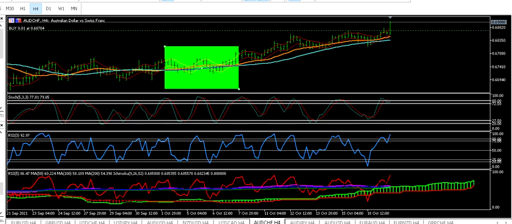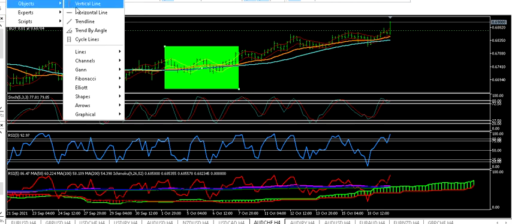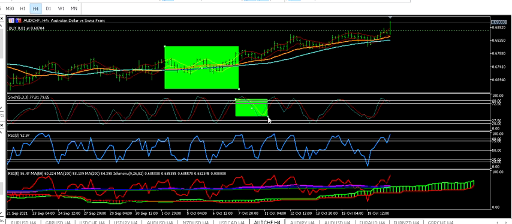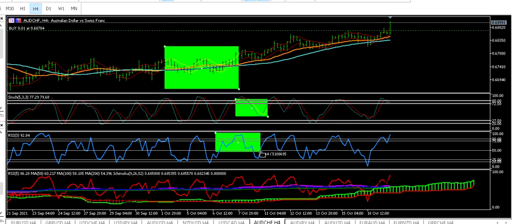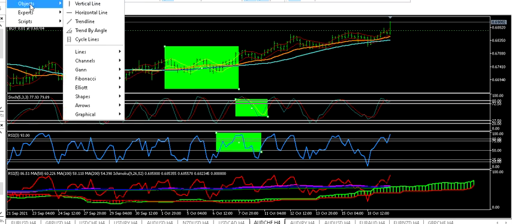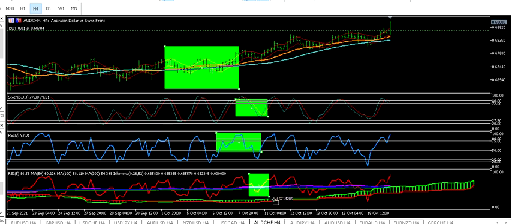Then I have indicator window 1. I have indicator window 2. I also have indicator window 3 for this particular strategy.